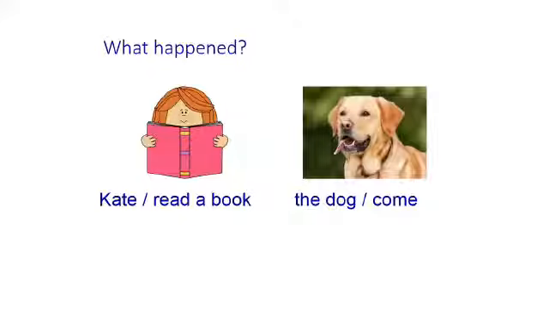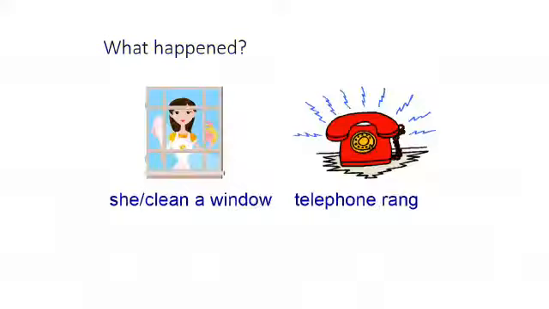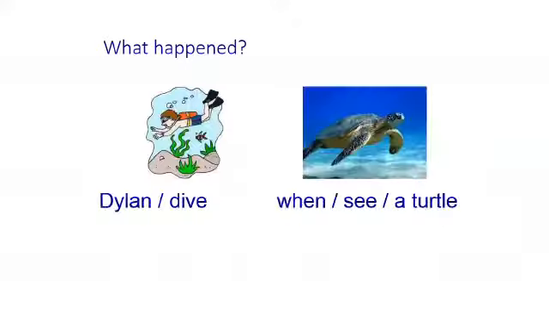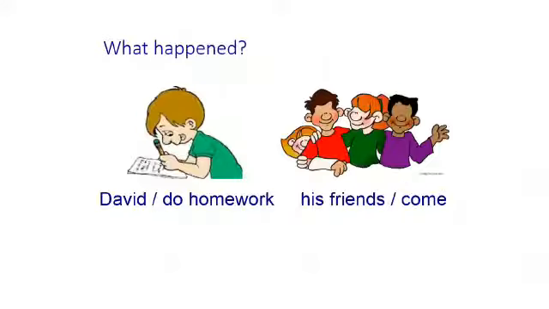Here I prepared some sentences. Here you have to create a sentence. For example, we have here, Kate read a book and the dog came. And the example is, when Kate was reading a book, the dog came. Okay. So the rest of the exercise has to be done by you, students. And remember, if you have any questions, feel free to ask me and write to me.